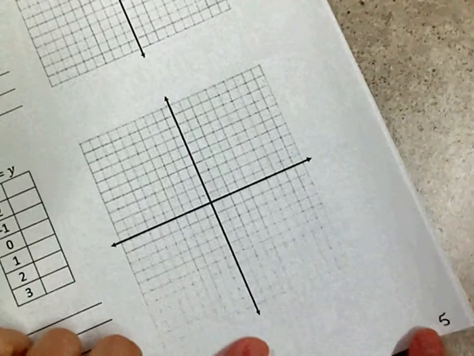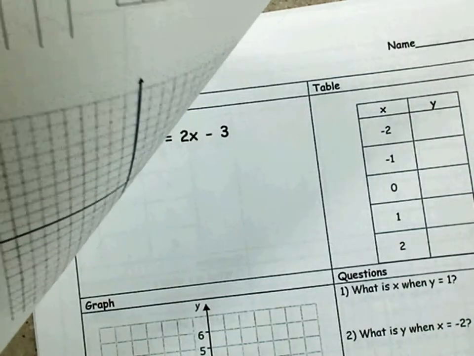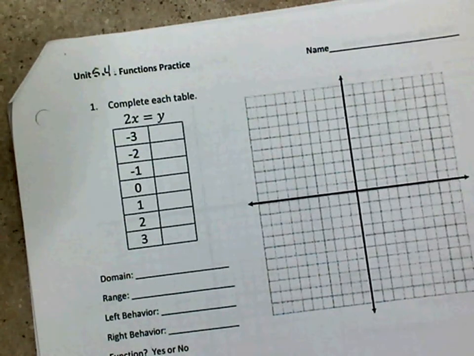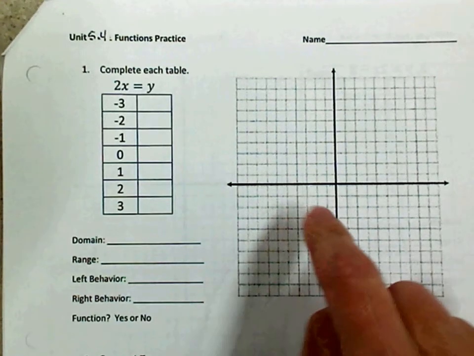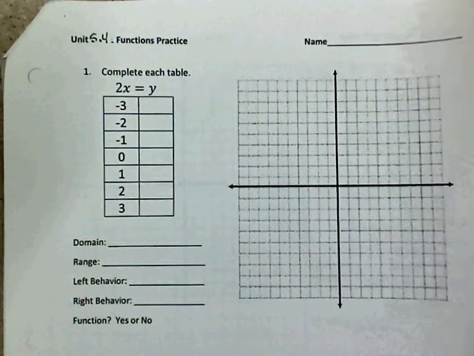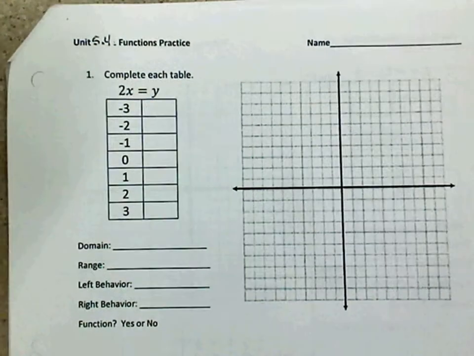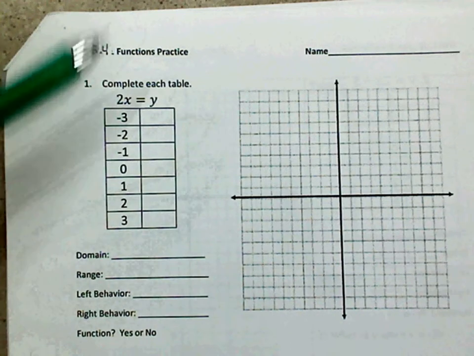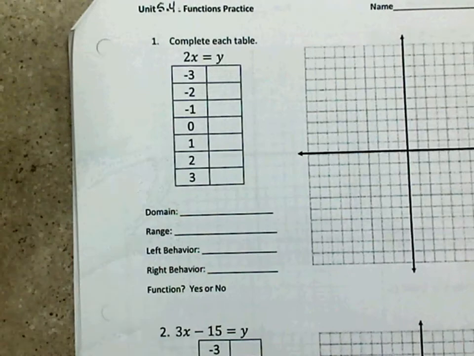We are on page 5 and I'm going to do an example with you and then you guys are to take it from here. Okay? I'm going to do number 1 and then number 2, and then you guys can take it from there. So here at 5.4, page 5, it looks like this. I'm going to do number 1 and 2 and then you guys do the rest.